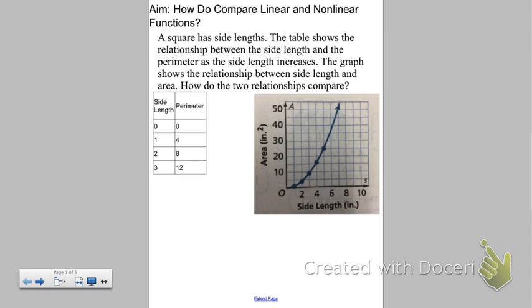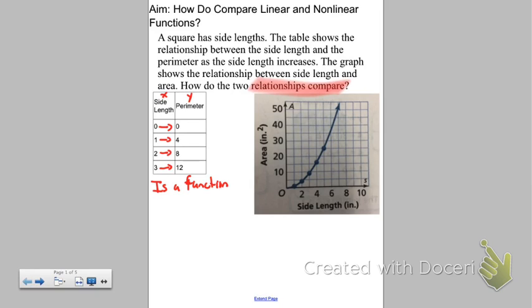So when a problem asks us to compare two relationships, there are a number of things we have to look for. The first, we have to see if they are both a function. So if I look at the table, I have 0 going to 0, 1 to 4, 2 to 8, 3 to 12. The side length, which is the x value, does not repeat, so the table is a function.